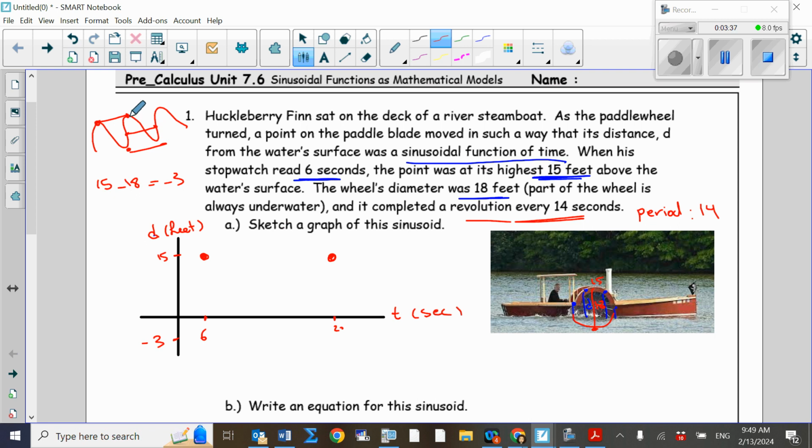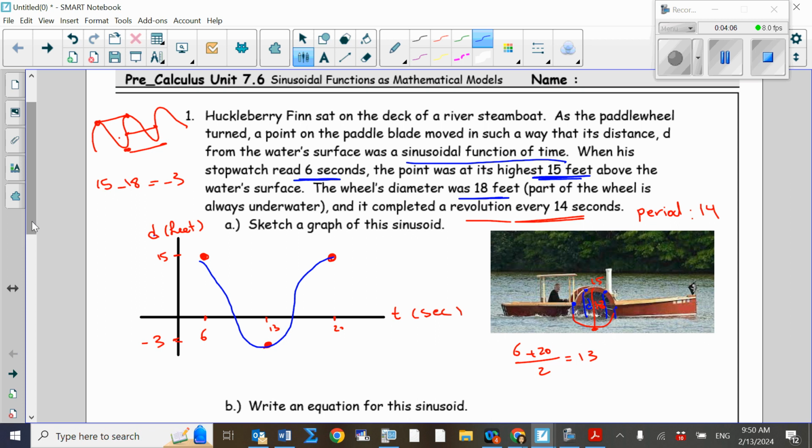And we know that between two high points, a low point always happens, which is right in the middle between these two. So the middle between 6 and 20, add and divide by 2, is 13. Here at 13, we have the lowest point at negative 3. So we're ready to graph the function. It's going to be something like this.